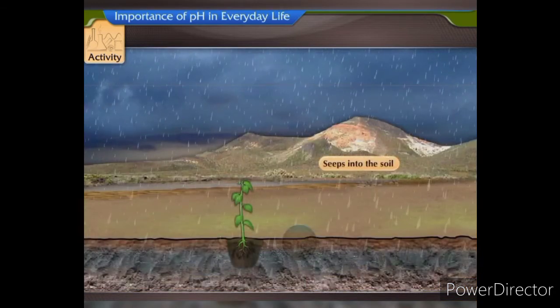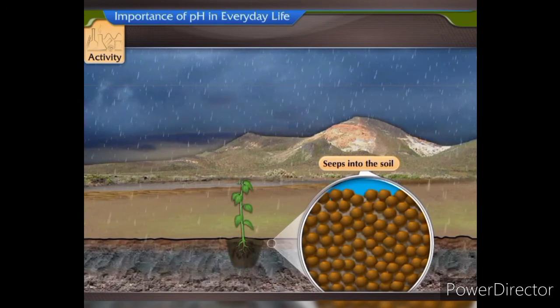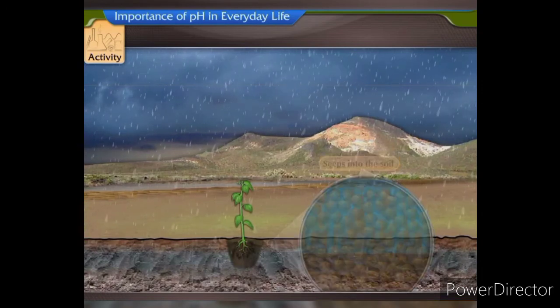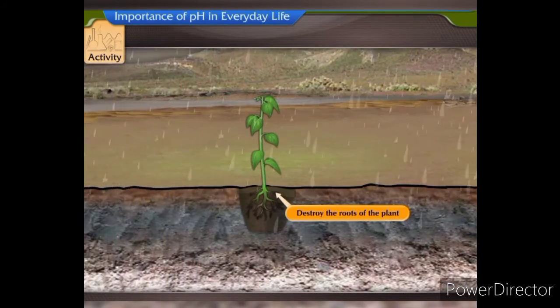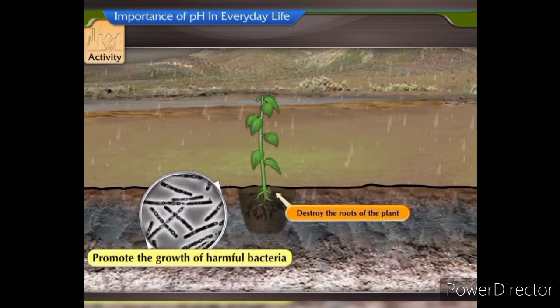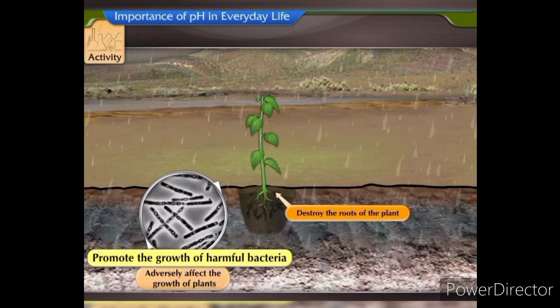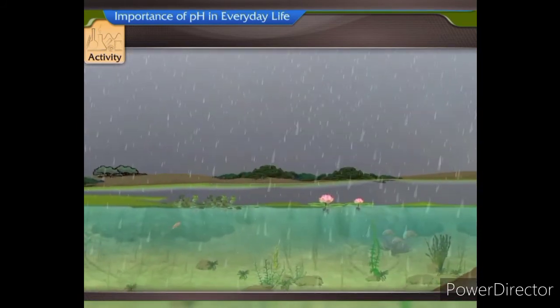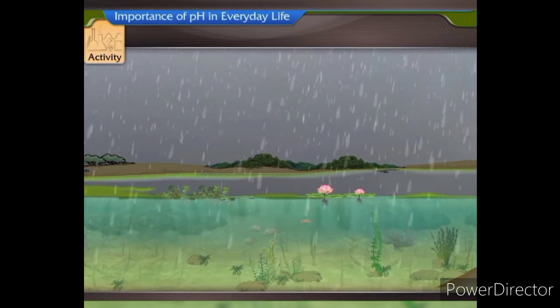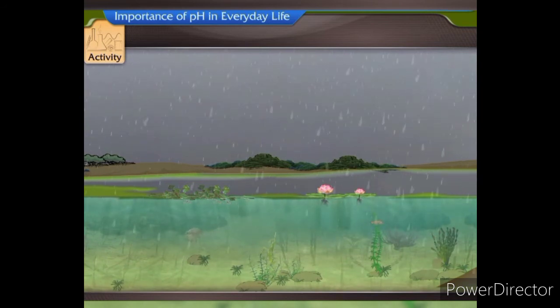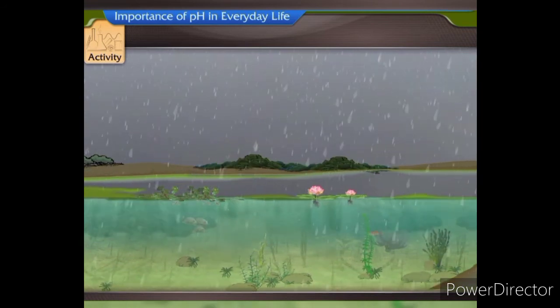This water seeps into the soil and makes the soil also acidic. Highly acidic soils can destroy the roots of the plant and also the nutrients present in the soil. Highly acidic soils also promote the growth of harmful bacteria that adversely affect the growth of plants. Fish and other aquatic life are drastically affected by acidic water. Certain fishes which cannot tolerate highly acidic water eventually die.